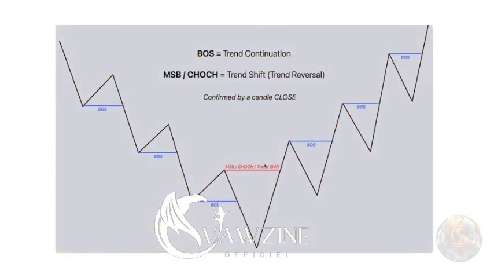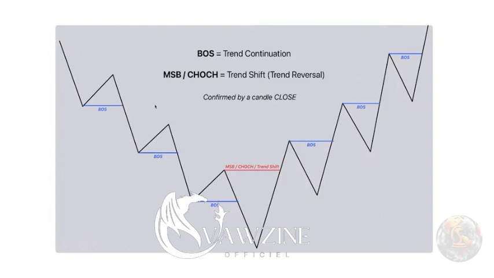Again, I want to reiterate that we keep things simple here. So there are two main labels that you need. To denote trends as they continue, each time the low gets broken in a downtrend or each time the high gets broken in an uptrend, it's called a break of structure. You can mark that as BOS. So BOS equals trend continuation.